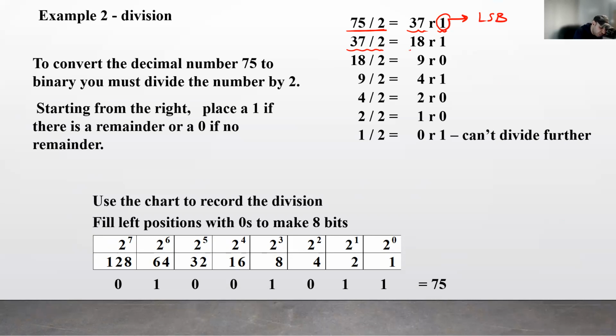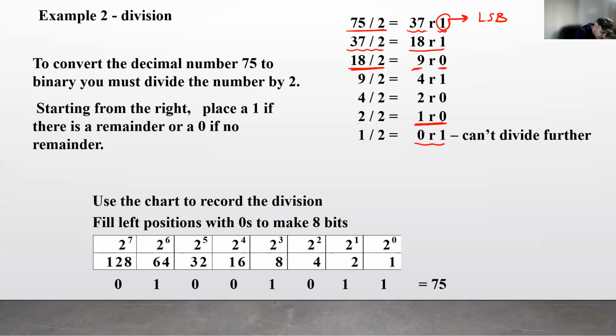37 divided by 2 will give you 18, and the remainder is 1. 18 divided by 2 will give you 9, and the remainder is 0, until you reach 2 divided by 2 will give you 1, and the remainder is 0. And then the 1 divided by 2 will give you 0, and the remainder of 1. And you cannot divide further. You cannot go further here. Why? Because if you do, it will result in nothing.